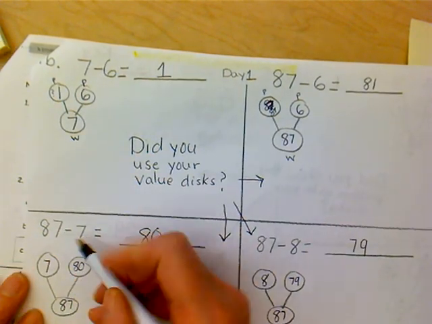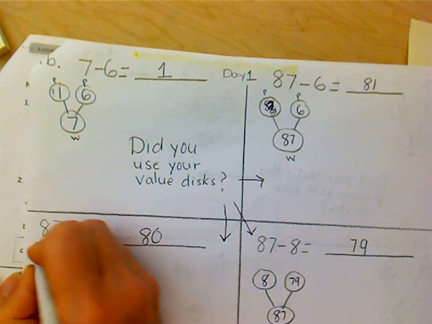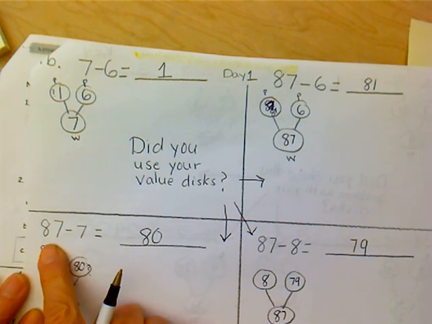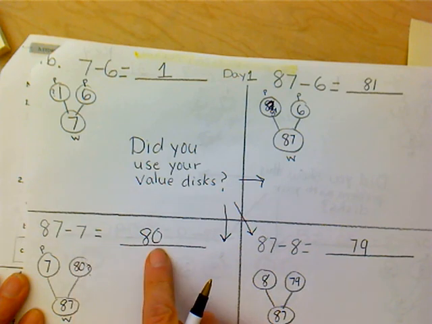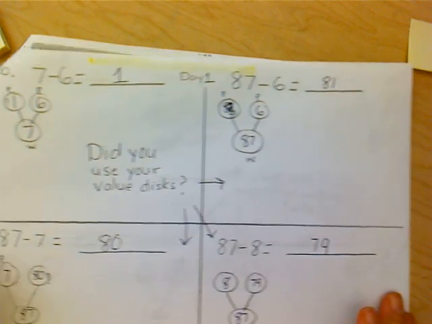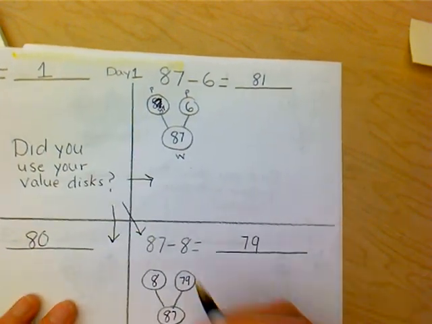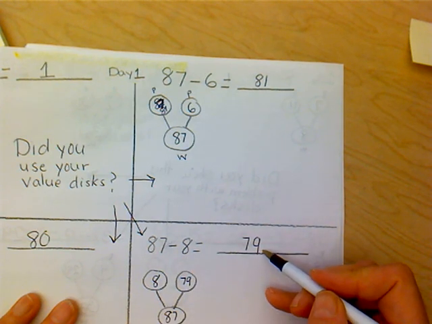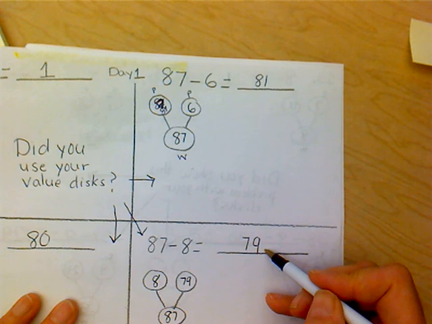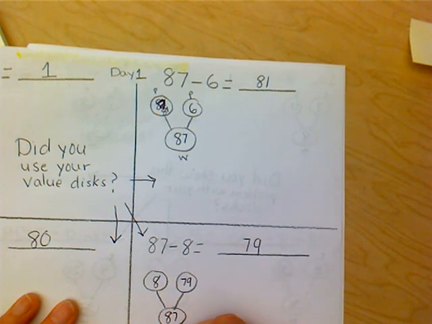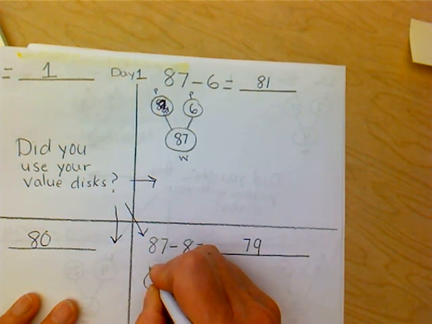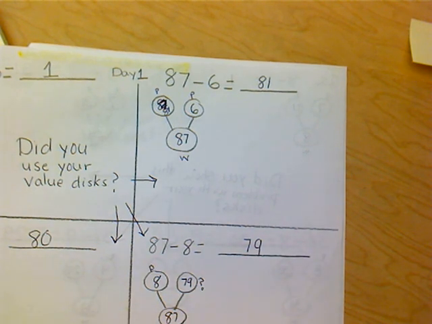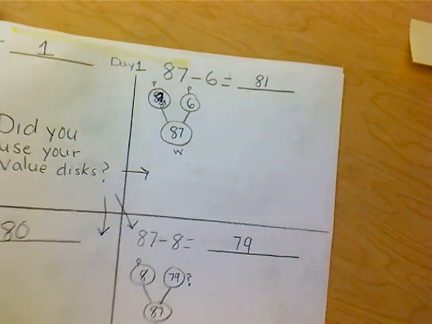87 take away 7. 87 was my whole. 7 was the part I was given, and I was looking for the missing part. 87 take away 7 would be 80. I hope you used your value discs on that. All right, so now we have 87 take away 8, and that gets us to 79. Here is my whole right here and my part, and I'm looking for the missing part. And again, I'm hoping that you're using your value discs to help you with that.